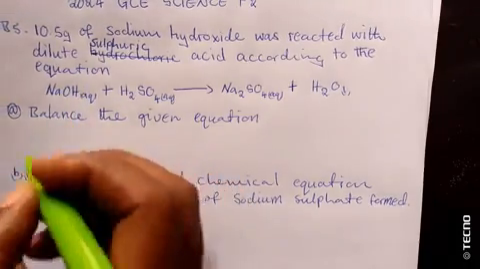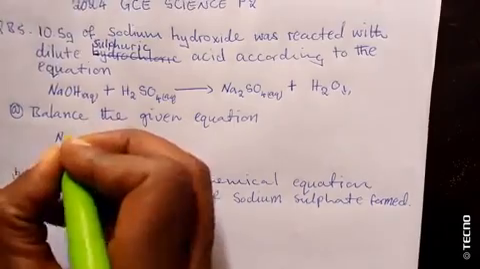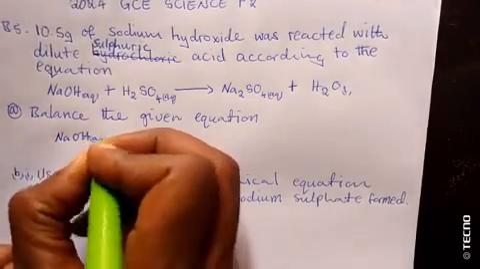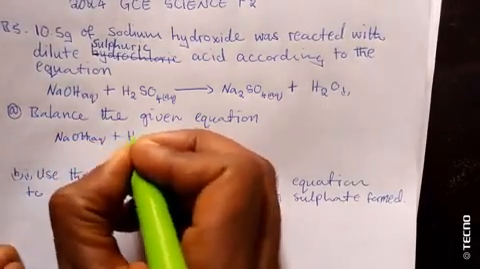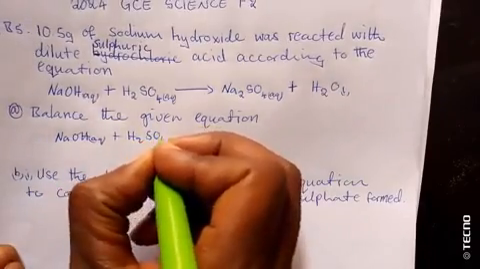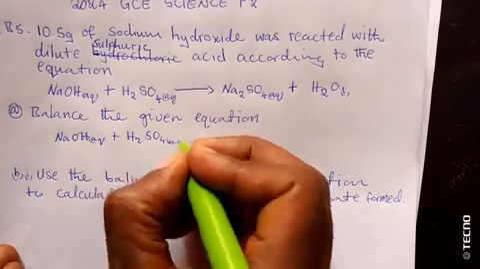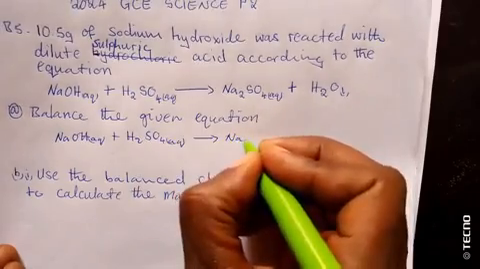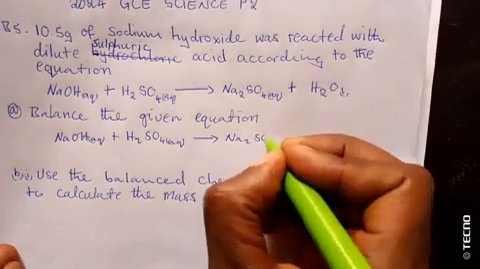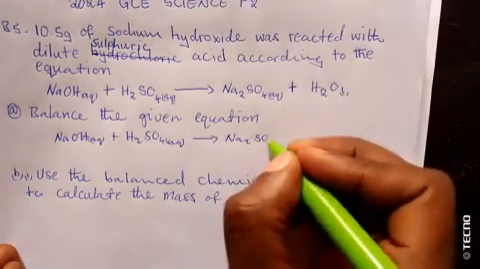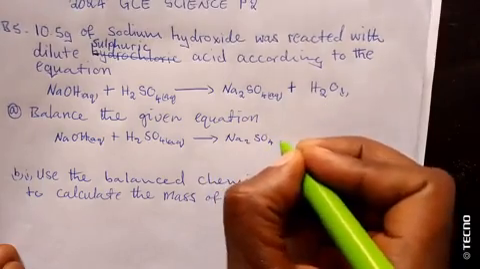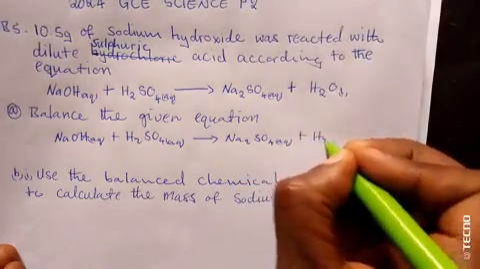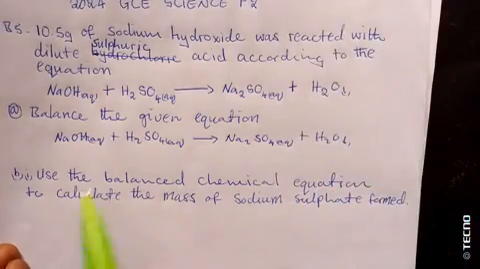So what we do, just copy first what we have. We've got sodium hydroxide, it is in aqueous state, then plus sulfuric acid, which is also aqueous, which will give us sodium sulfate, which is a salt, then plus H2O, which is liquid. So we just need to check.